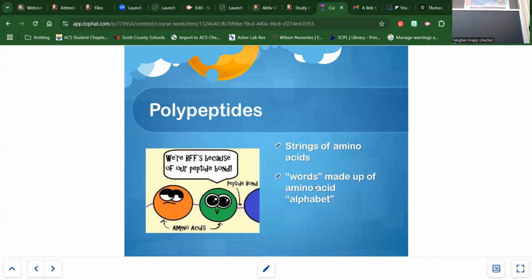But a protein, remember, can be hundreds to thousands of amino acids long. So that would be a really, really, really long word. All right, so the monomer, the smallest piece, is the amino acid. We build the words to be polypeptides, but the really long polymer is the protein.